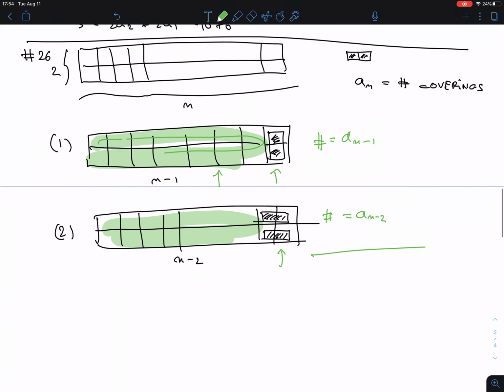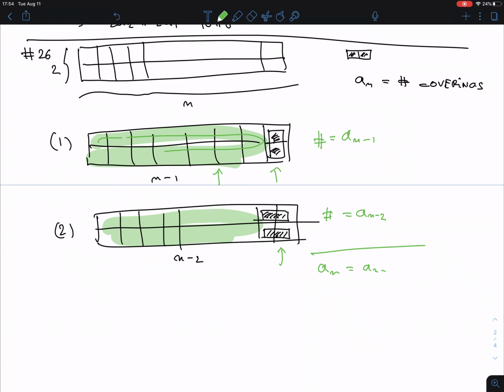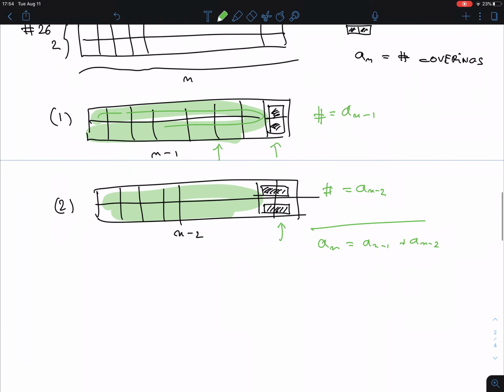And so what is now the total? Well, again, the sum rule. So a_n is a_{n-1} plus a_{n-2}. Again, there are no doubly counted tilings here. So what are the initial conditions?